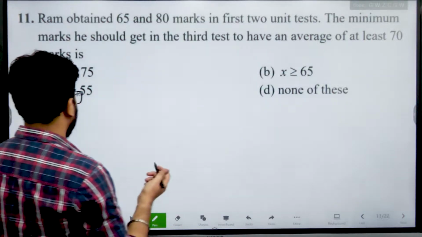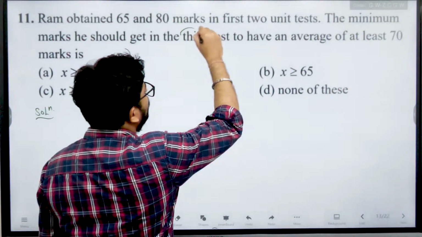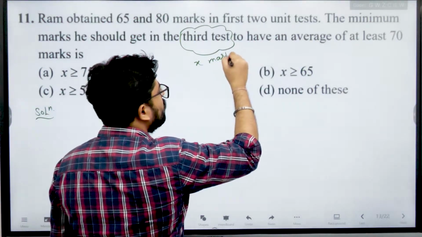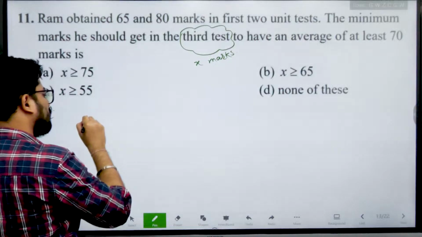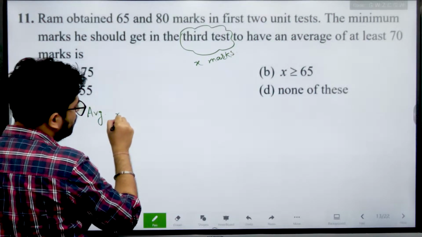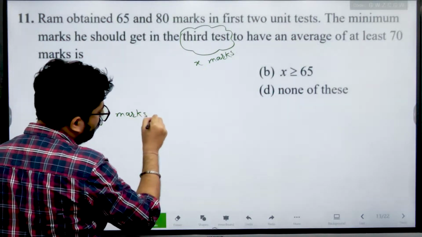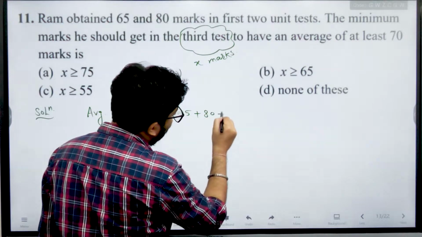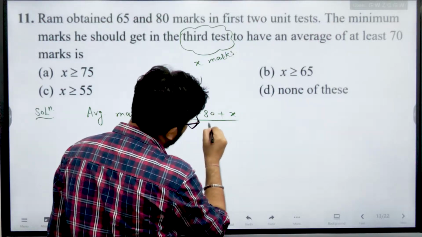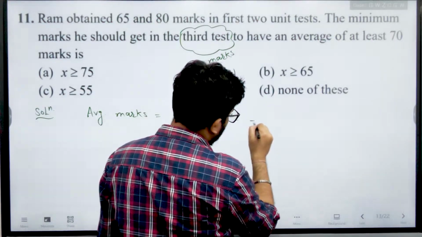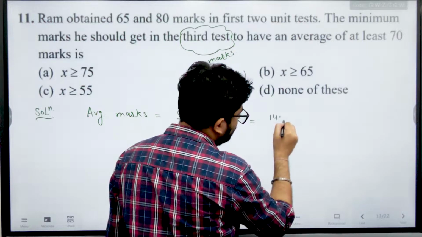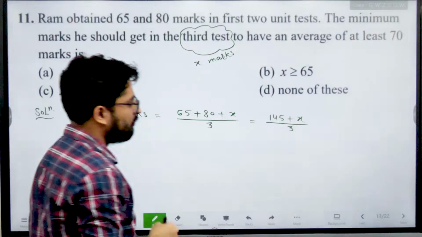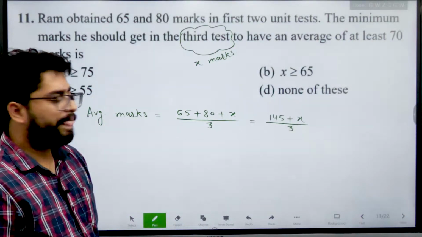Then let's say in the third test he got x marks. So what is the average now? Average marks is 65 plus 80 plus x, divided by 3. So this is equal to 145 plus x divided by 3. Yes, got it.